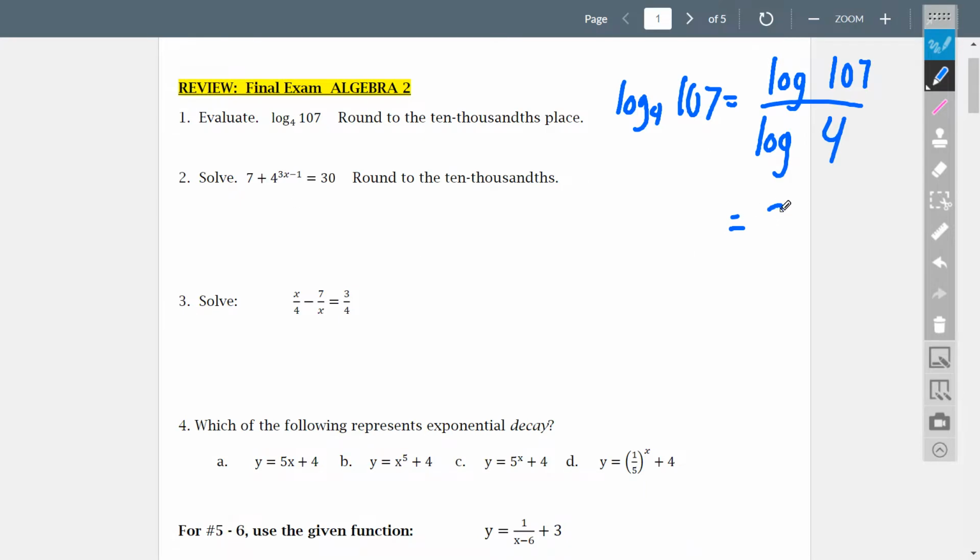So we get about 3.37. The 10,000ths place, so 0 or 1 actually. If we're rounding, it should be 1. That's the thousandths place actually, so I need 4 decimal places to be the 10,000ths place, so 0, 7. Okay, that's our 10,000ths place.